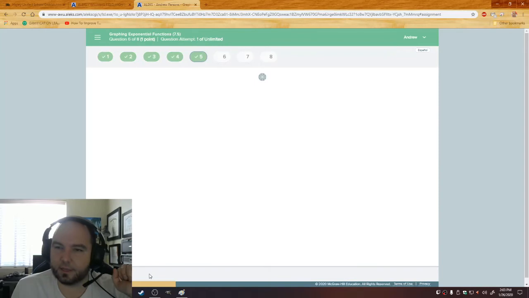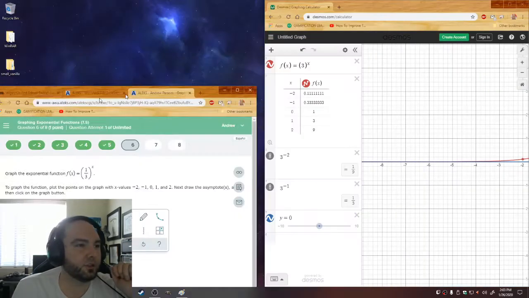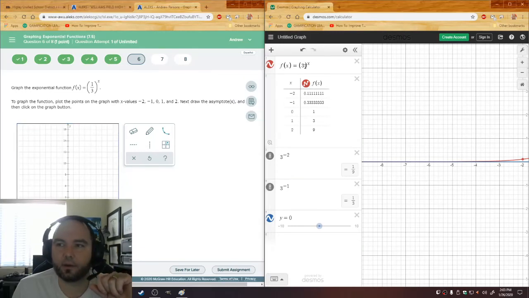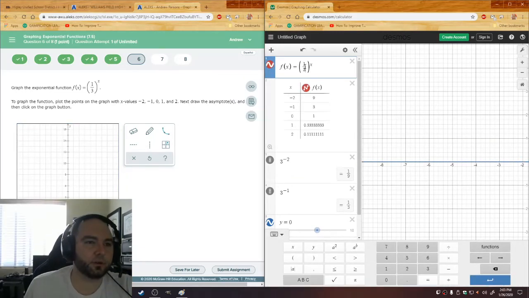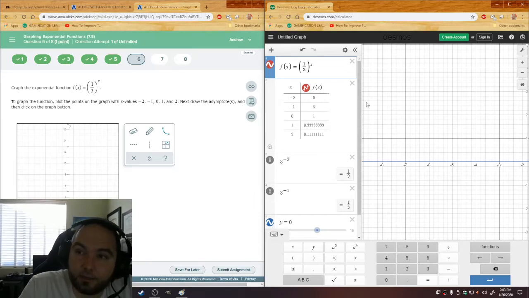Hooray! Continue. Alright, here comes another one. Let me adjust my screen here. There we go. Okay, this one wants 1/3 to the x. Now, hold on. I need you to notice this. This isn't going to be necessary for you on your assignment.